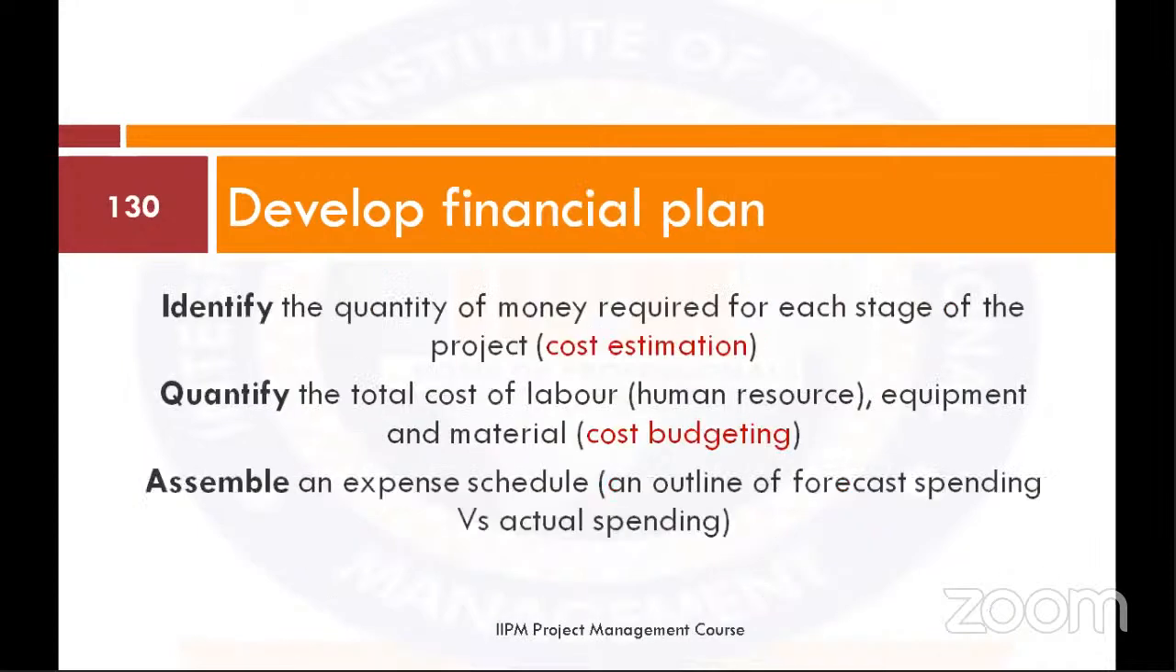Then developing a financial plan. You need to identify the quantity of money required for each stage of the project. That's your cost estimation. Then you quantify the total cost of labor, human resources, equipment, and material. That's your cost budgeting. And then you assemble an expense schedule. Your expense schedule will be based on the activities you've highlighted.